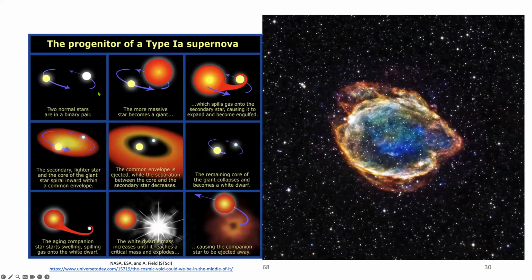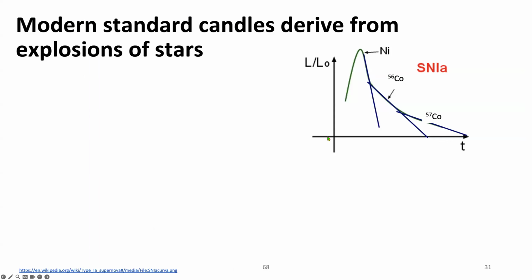It involves a binary star system where one of the stars becomes much larger and dumps a large amount of energy on a smaller white dwarf star, and the white dwarf can only exist up to a certain mass, and then it explodes. So that's the mechanism.